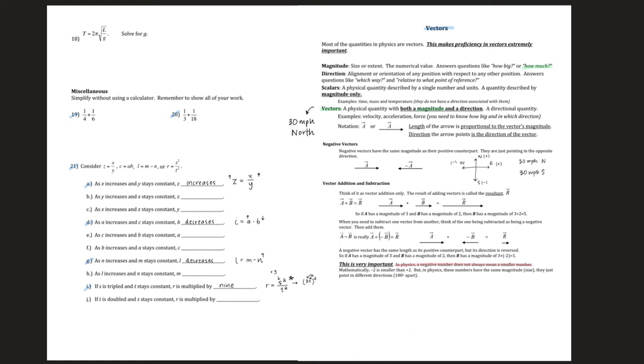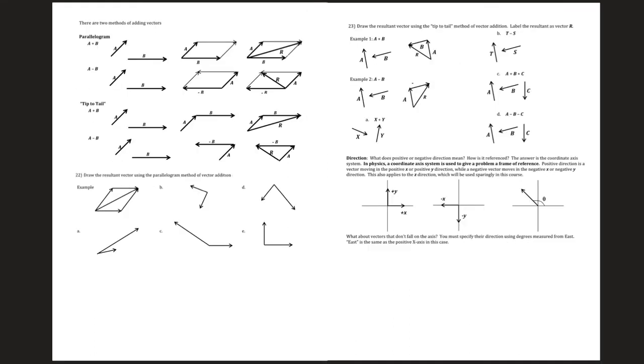Positive 3, negative 3. So with our example up there, 30 miles an hour north, 30 miles an hour south, those are negative vectors of one another. Negative 30 miles an hour north is 30 miles an hour south. When we talk about vectors, usually we have to talk about adding vectors.